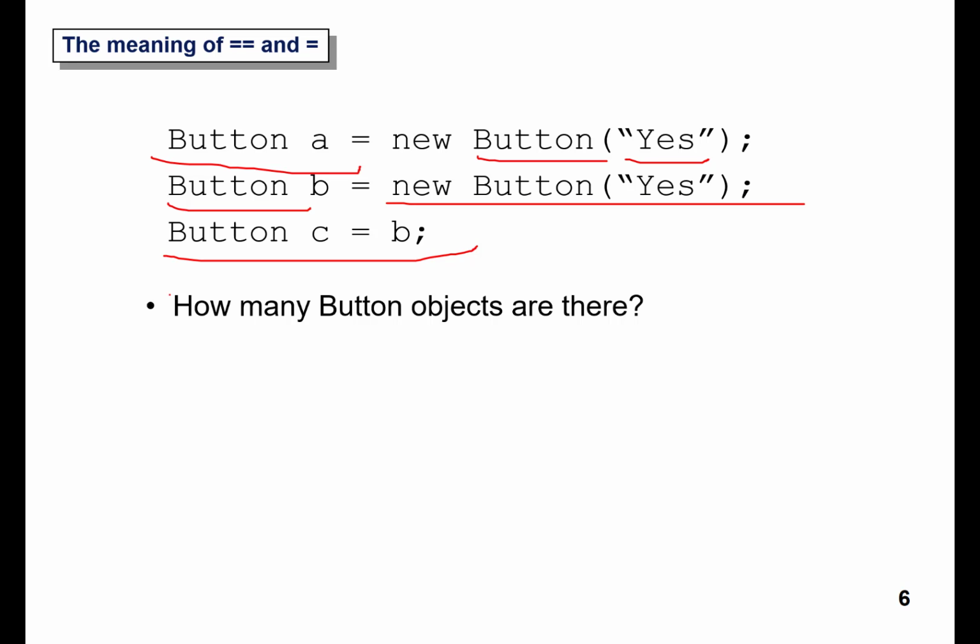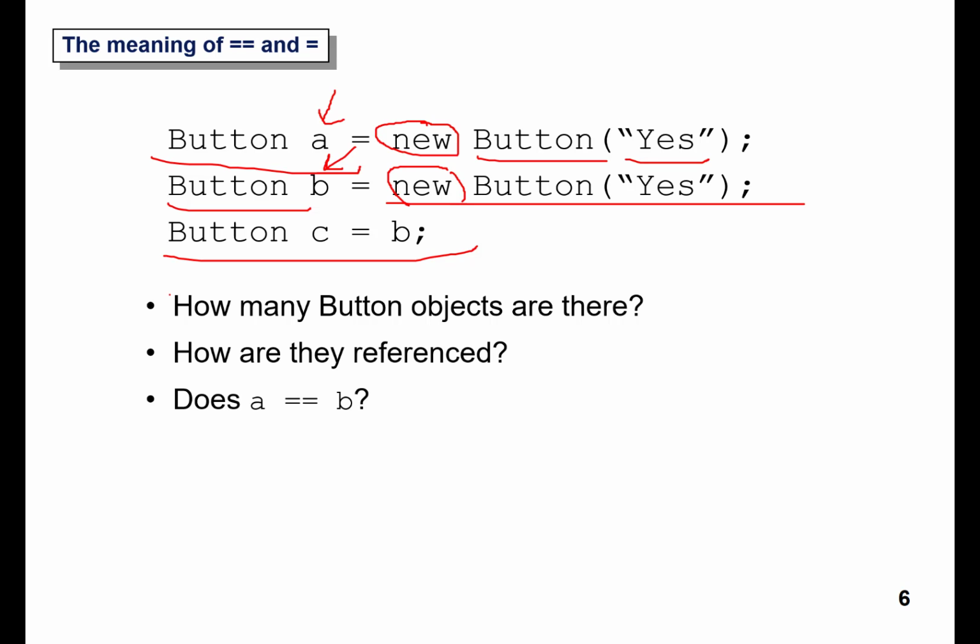So the first question is, how many button objects are there? Think about that for a second. As I mentioned previously, the thing that you're looking for is a new keyword. So we have 2 new buttons here. Therefore, we have created 2 button objects. How are they referenced? The first button is referenced through A, and the second button is referenced through reference B.